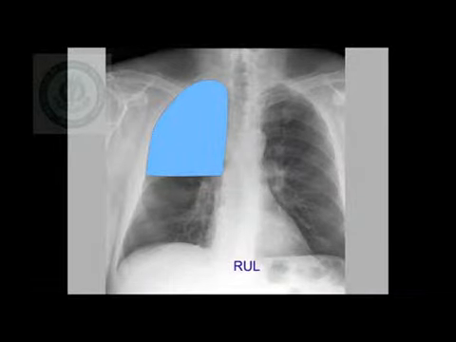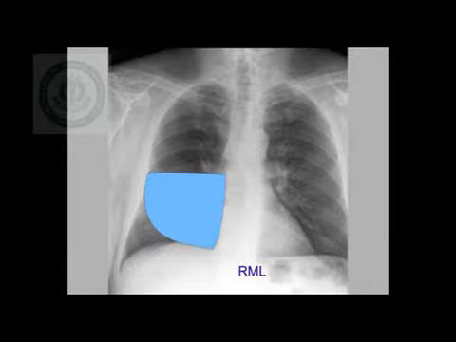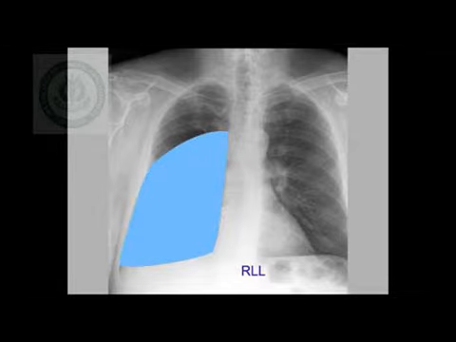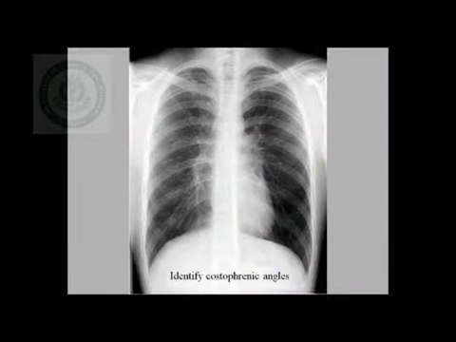Now this is the location of the right upper lobe. Now this shows the diagrammatic representation of the right middle lobe, and look at, there is a considerable overlap of the right middle lobe and the right lower lobe. Now after finishing the lung parenchyma, we are coming to the costophrenic angle. Now costophrenic angles are normally sharply defined.